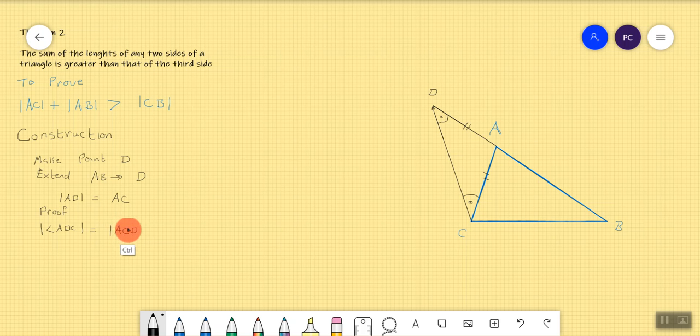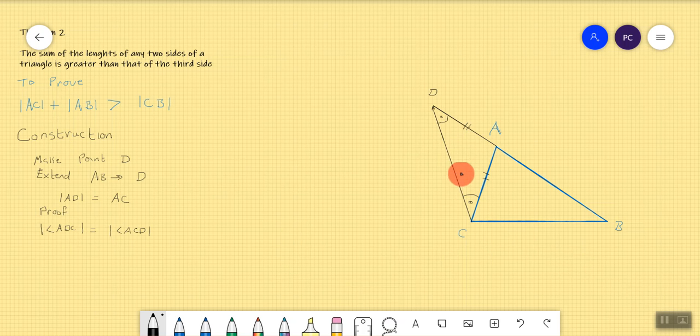I should put my angle sign in there. So the angle ACD. So we can say that this angle here and this angle here are equal to each other because it's an isosceles triangle, and these lengths are equal to each other.